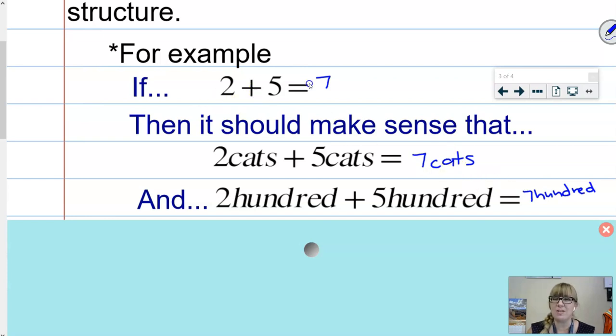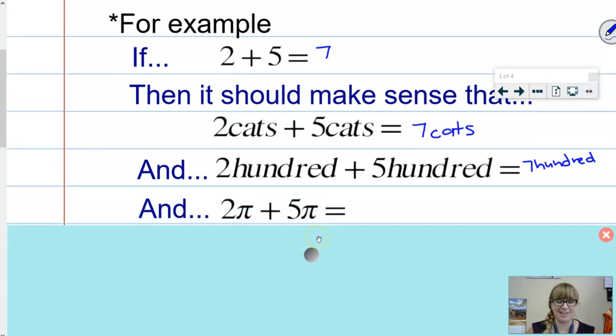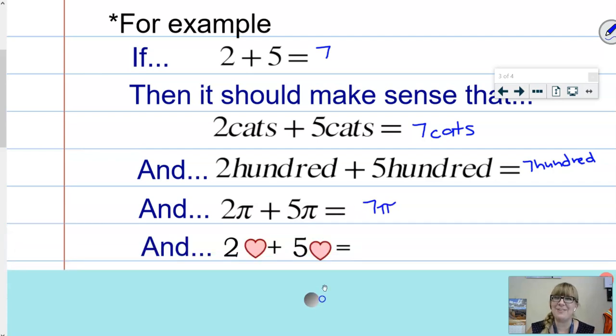We know that 2 plus 5 is 7, so no matter what type of thing I'm adding, if there's 2 of that thing and 5 of that thing, then I'm going to end up with 7 of that thing. So continuing on, we can also have 2 pi plus 5 pi, and it makes sense that that's going to equal 7 pi. And if it's 2 hearts plus 5 hearts, we're not surprised at all when we get the result of 7 hearts.